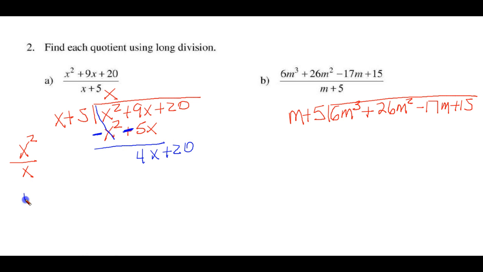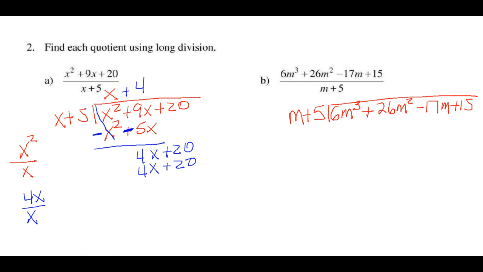Now I have 4x there. How many times does 4x go into there? Well, just divide it. The x's cancel out, and I'm left with a plus 4. Now, x times 4 will usually give us this term, 4x. 5 times 4 is a positive 20.